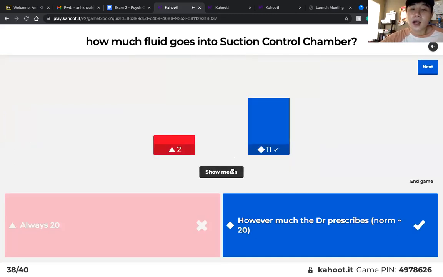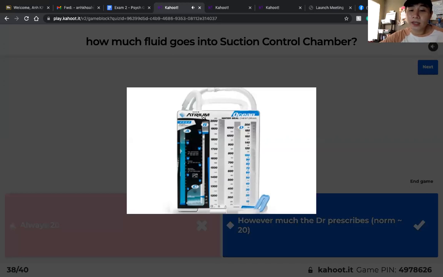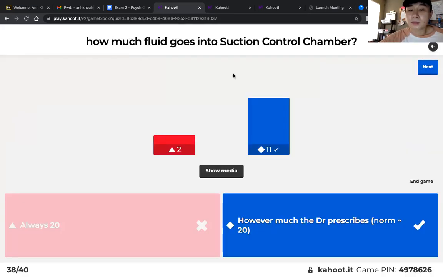All right, so I know that we put in 20 milliliters, but it depends on the patient. So we have to go based on a doctor's order, but normally it is 20.